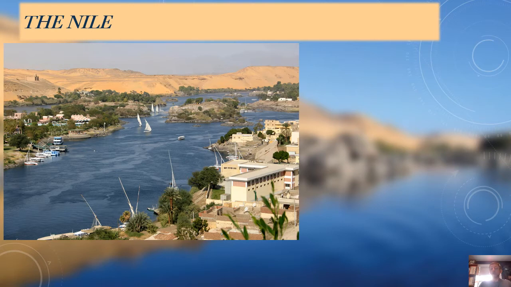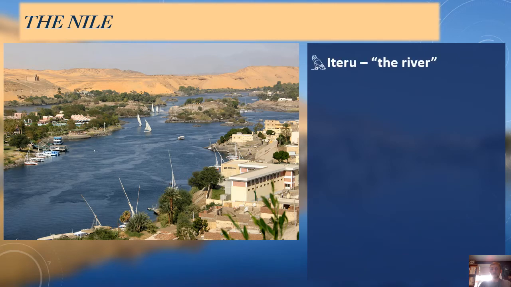Water is at the core of the Egyptian world, not just the primordial waters of Nun, but the Nile itself. Because you cannot have an Egypt without the Nile. The Egyptians didn't call it the Nile, they called it Iteru, the river, because it's the one river that you have, so you're not gonna come up with names for it. Everybody knows this is the river.